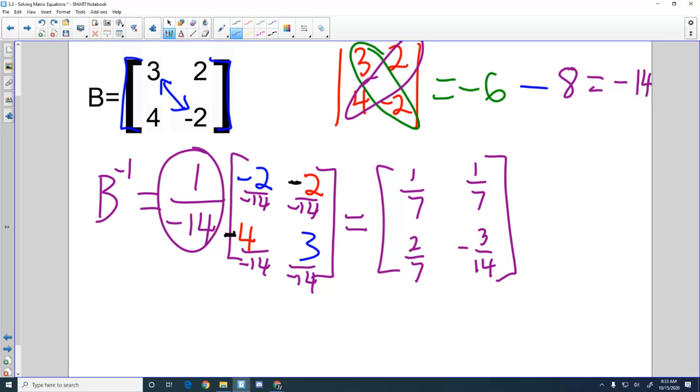So all you do is distribute that number in. When you're solving equations, though, it's going to be a lot easier to leave this fraction out in front, which I'll get to in a moment. But that's your inverse matrix. 1 over the determinant, and then you just switch those numbers around a little bit inside the 2 by 2. And that's B inverse.